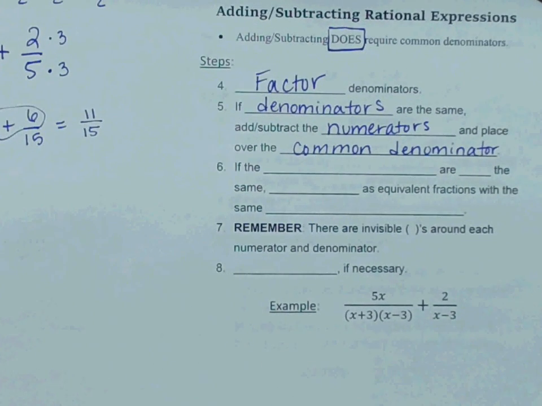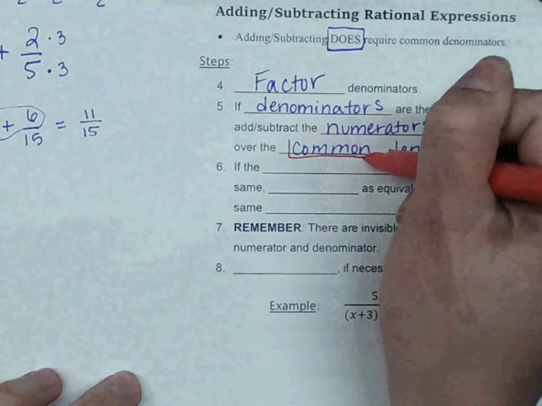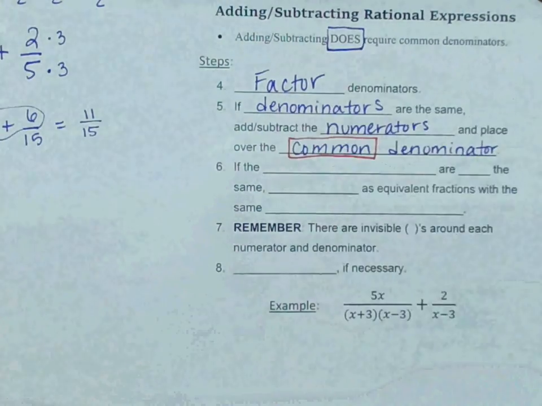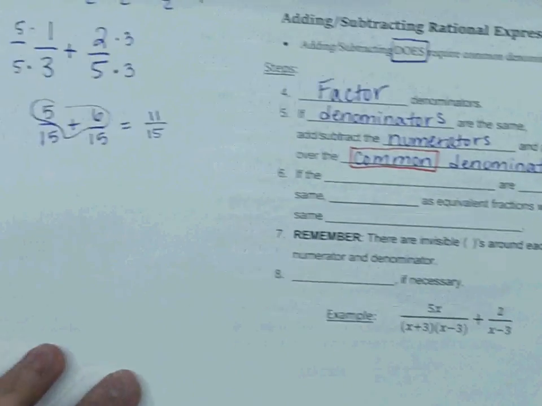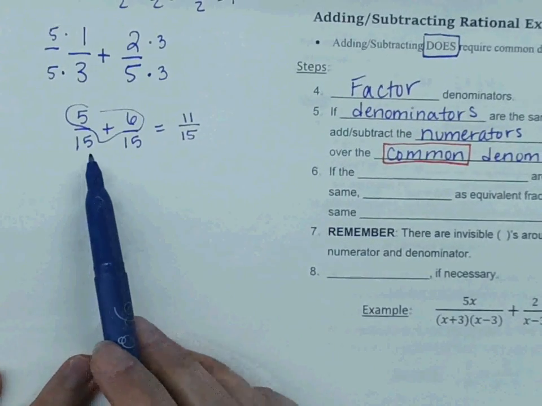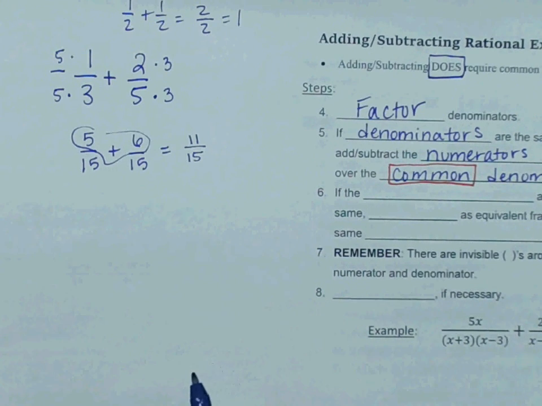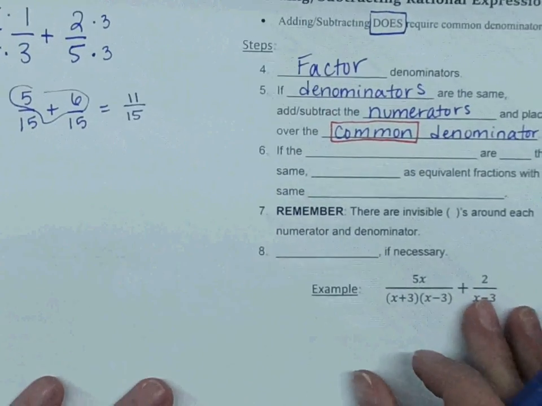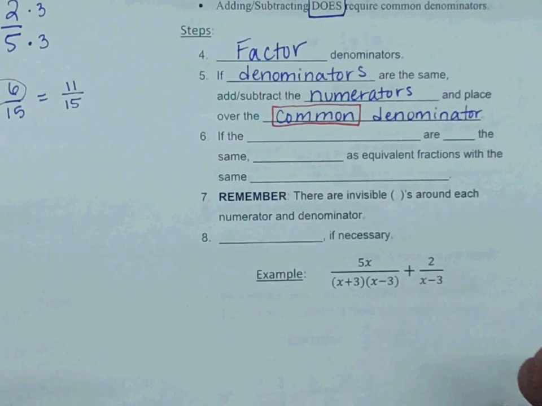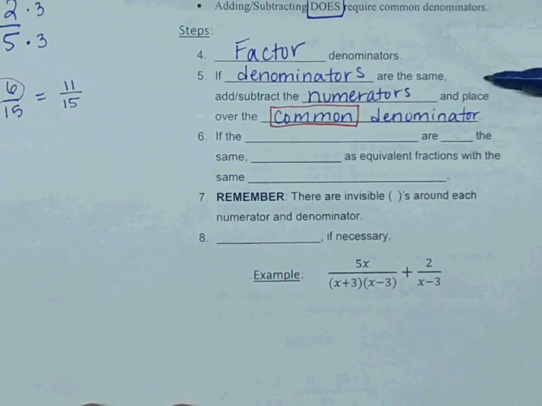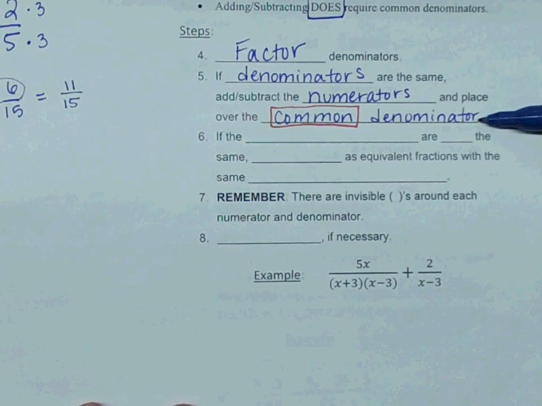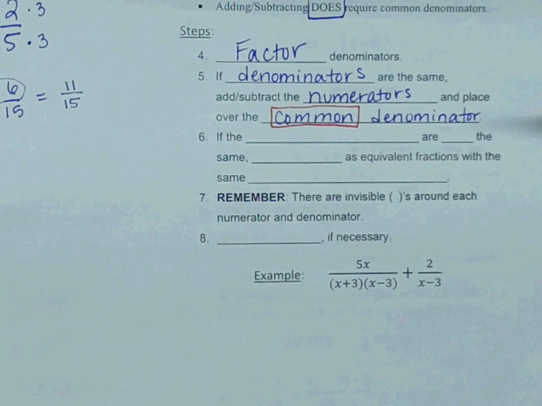Okay, so I'm going to just highlight common here. We'll come back to this, but you always want to find that common denominator, just like what we did here with the 15. So our 3 and our 5, we found a common denominator of 15, and that's what we used. So that's like the basic example.